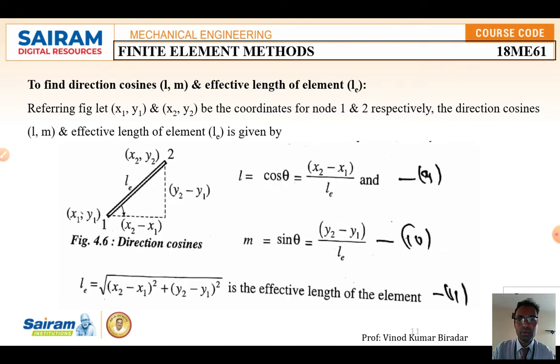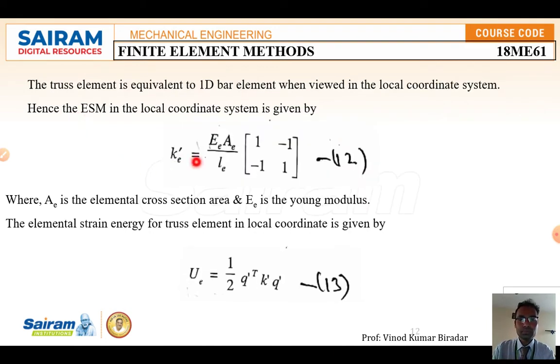Okay, so give question number 11. Okay, so we know that the element stiffness matrix for a bar element is k = (AE/L) [1 -1; -1 1]. Okay, give question number 12.